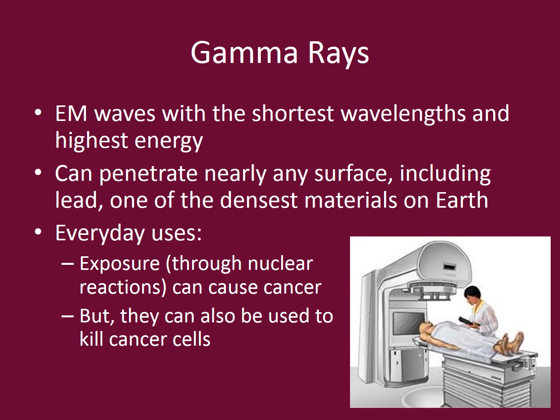So starting with our gamma rays, they are waves that have the shortest wavelengths and the highest energy. So they're really, really powerful because they are so energetic. They can penetrate nearly any surface. They can go through lead, they can go through concrete. These are the waves, or the radiation, that we'll talk about when we get to nuclear power. These are the things that are coming out.